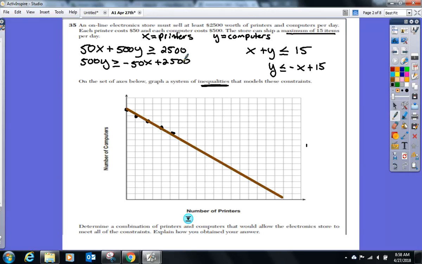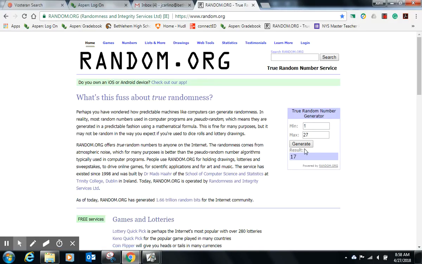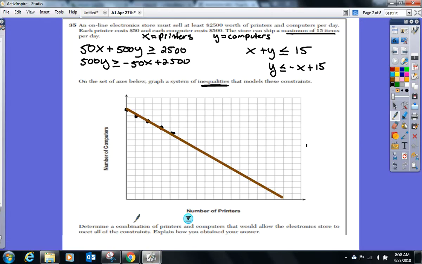Okay, here's where I'm at. Subtracting the 50x over. What do I do with that 500 to get it out of there? How do I get that 500 over the other side if it's being multiplied by y? Divide everything by 500.